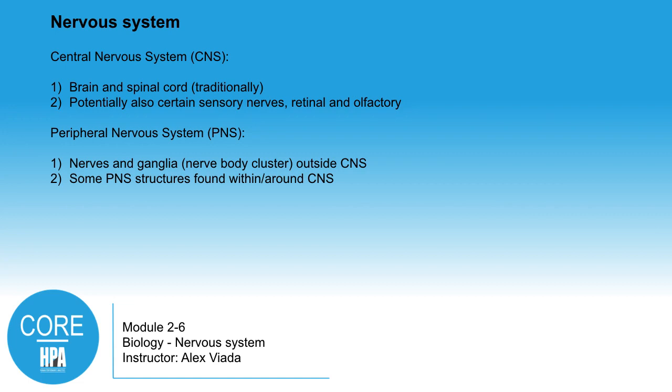Well, the nervous system is comprised of, honestly, more parts than even listed here. The old traditional notion of the central nervous system being the brain and spinal cord and the peripheral nervous system being everything else is actually being called into question. And we'll talk a little bit more about that later.